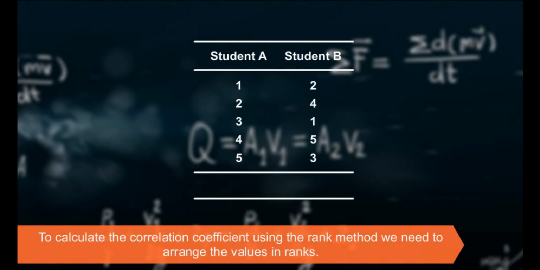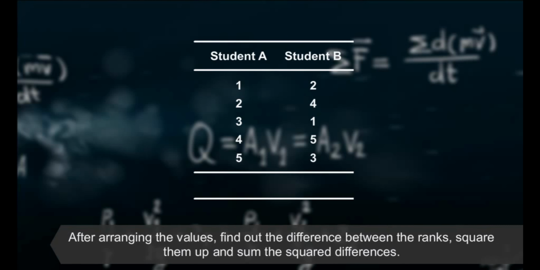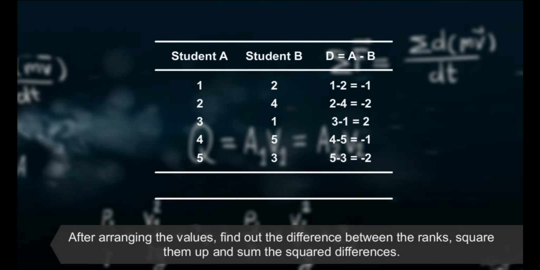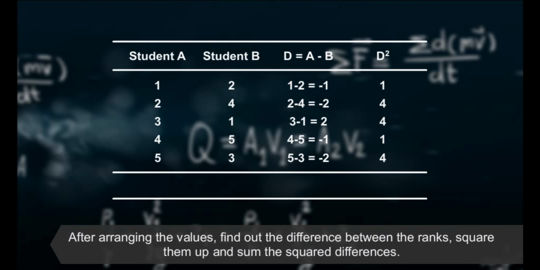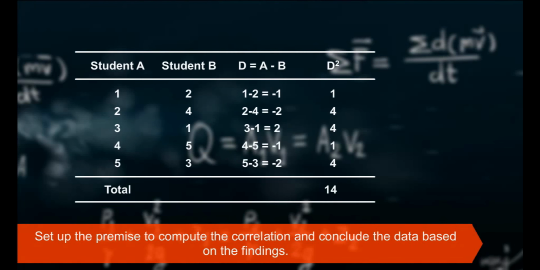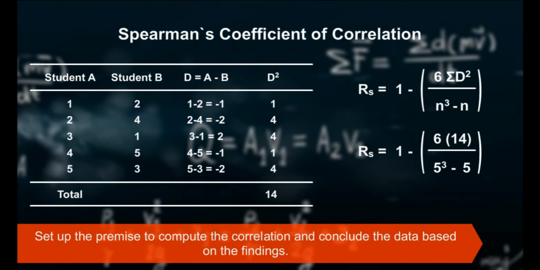Calculation of rank correlation coefficient. To calculate the correlation coefficient using the rank method, we need to arrange the values in ranks. After arranging the values, find out the difference between the ranks, square them up, and sum the squared differences. Set up the premise to compute the correlation and conclude the data based on the findings.